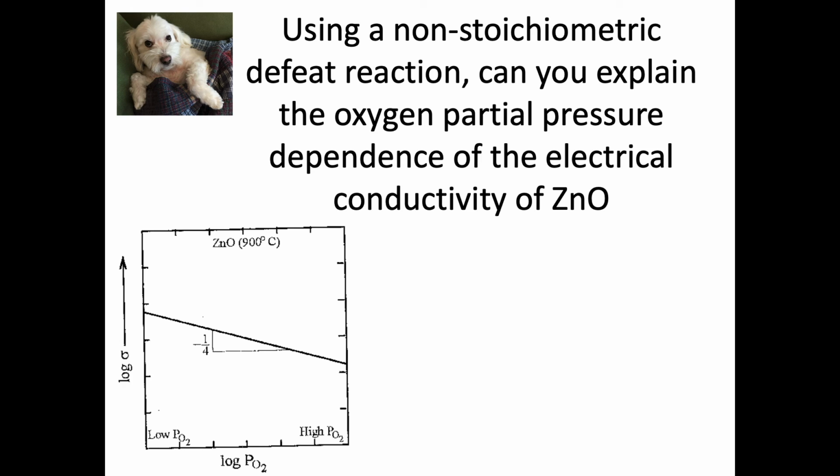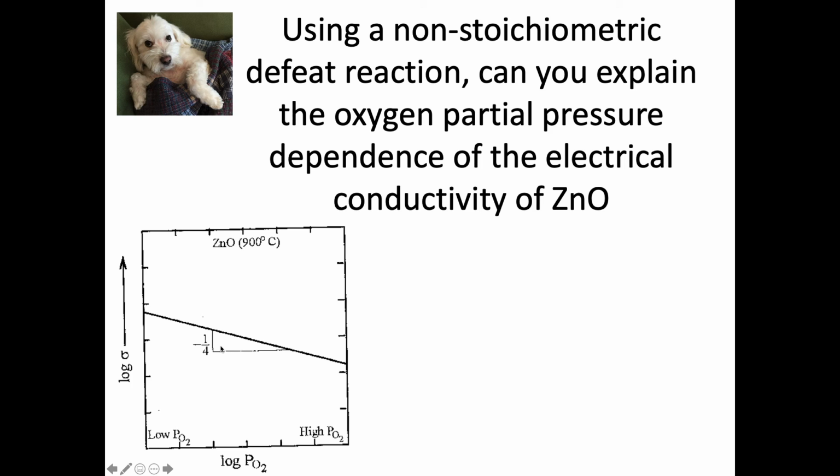And so with this one, I want you to take a look at this plot. This is for zinc oxide at a particular temperature, 900 degrees. And what's found experimentally, so this is an experimental curve, is that if we look at the log PO2 versus log conductivity, we have a slope of negative 1/4.